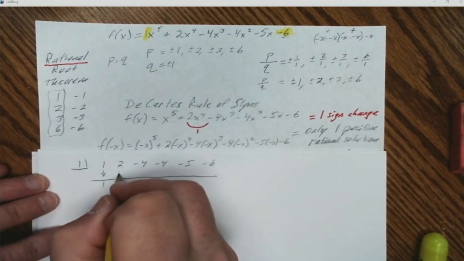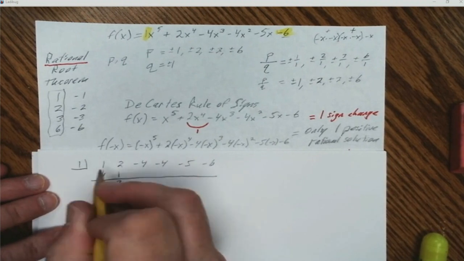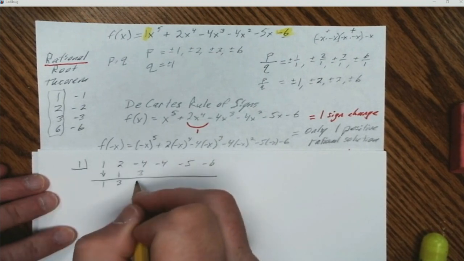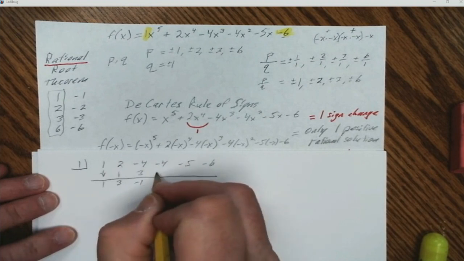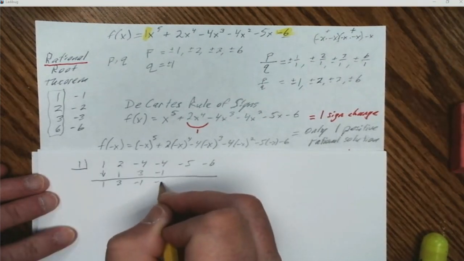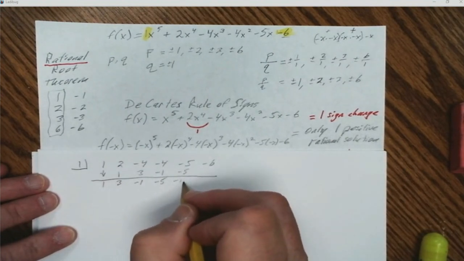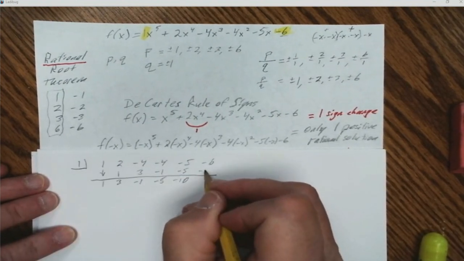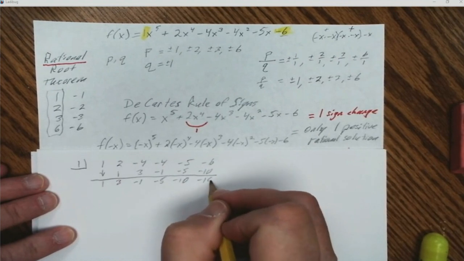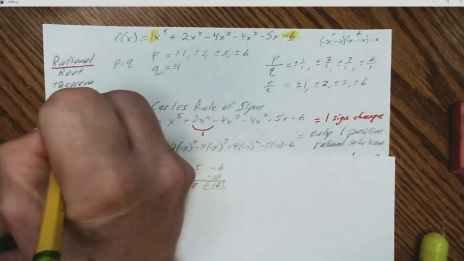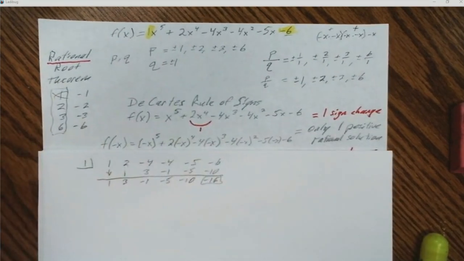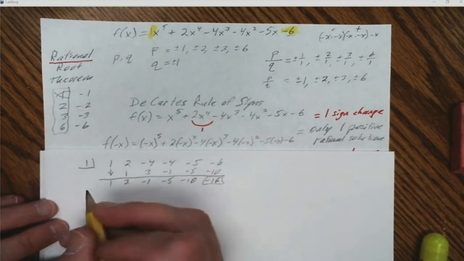1 times 1 is 1. Add those. 1 times 3 is 3. Add those. 1 times -1 is -1. Add those. 1 times -5 is -5. Add those. 1 times -10. So this has a remainder of 16. 1 is not a solution. All right, let's check 2.